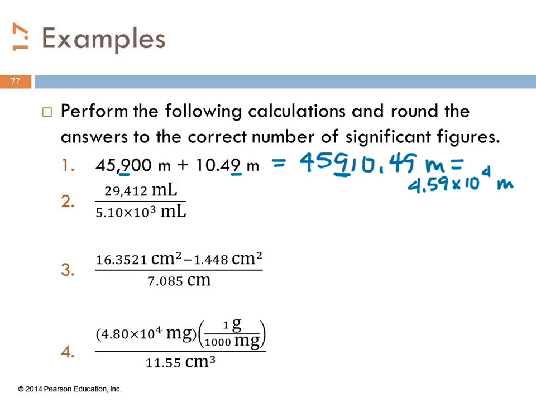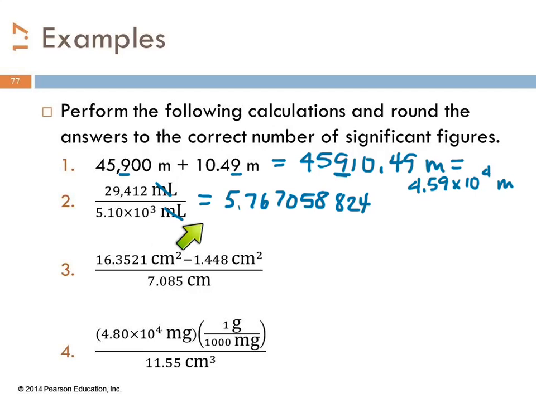29,412 divided by 5.10 times 10 to the third. So my calculator is telling me 5.767058824. And what would the unit on that be? No units. Units act like variables. They cancel out. Milliliters divided by milliliters. They're gone.